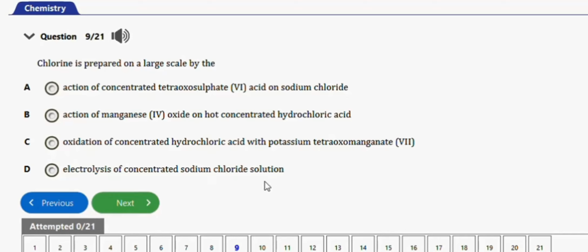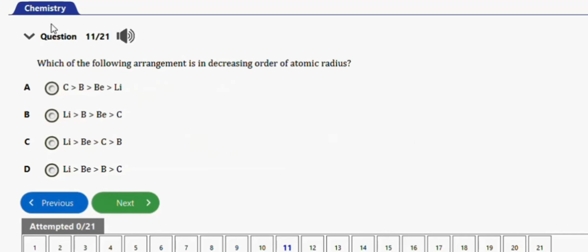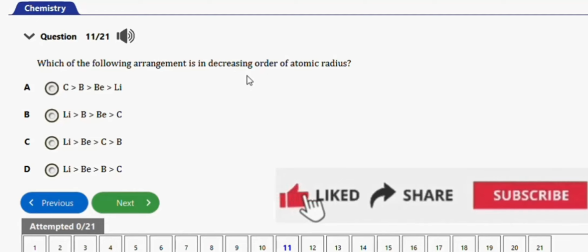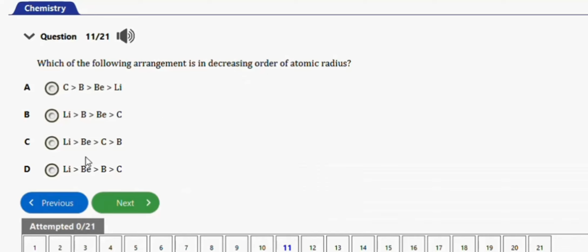Okay, very important. Next question will be this one. It says, which of the following arrangements is in decreasing order of atomic radius? So atomic radius increases down the group and decreases across the period. So the correct order here will be, let's check guys, it's not option A, it's not option B, it's not option C, it's option D, guys.